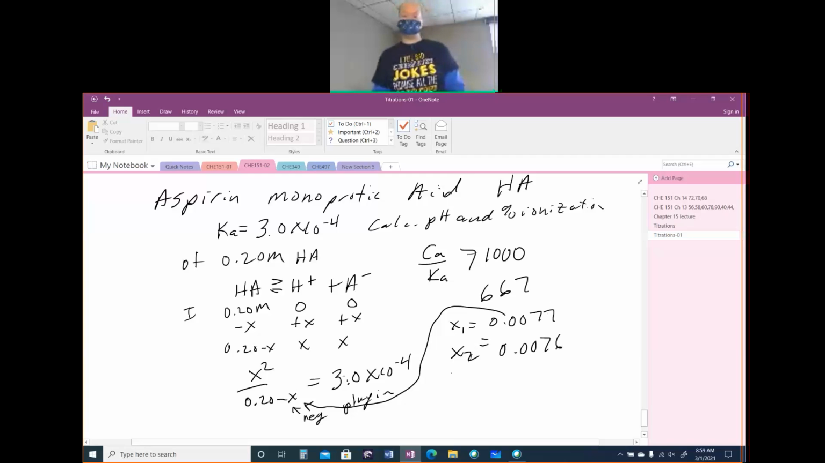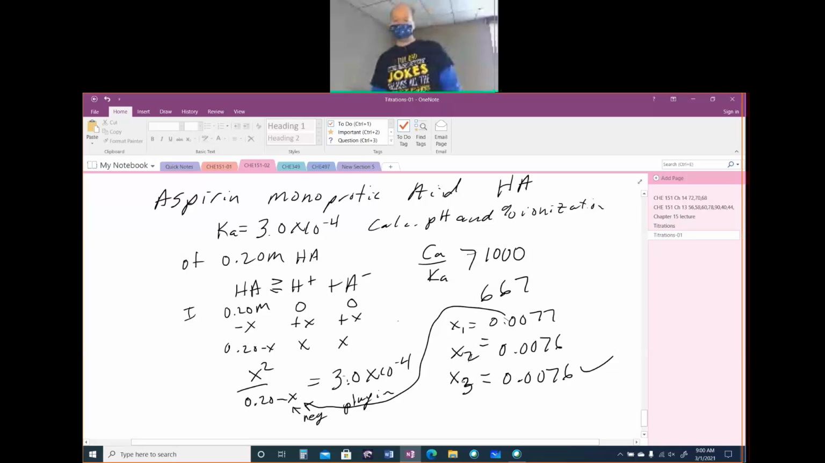All right, that's as high as it can be. We plug it in again, get x3. So 0.2 minus that answer times 3 times 10 to the minus 4, and then the square root of that. And you get 0.0076. All right, so that is your final answer for the successive approximations. And note that the difference is very minor. So if this is a multiple choice, it would be the same answer.